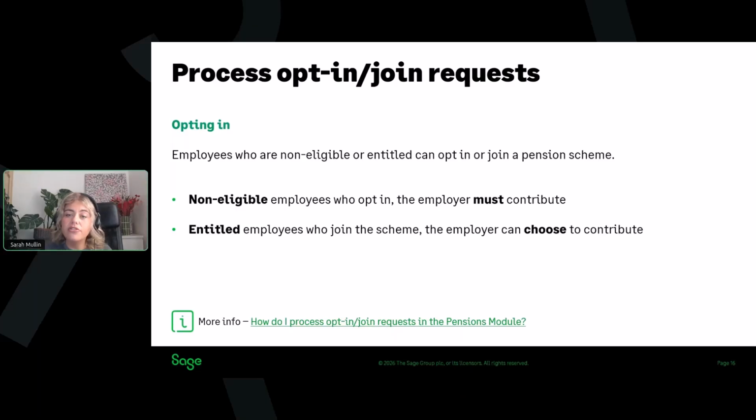Next up, we have opt-in and join requests. So remember, employees who are non-eligible or entitled can request to join the pension scheme. So non-eligible employees can opt in. If they do, the employer must contribute. Now, entitled employees can join, but in this case, the employer can choose whether to contribute or not. So both types of employees, doesn't matter which worker type they fall into, they do need to make the request in writing. So they would request that, and then you would process that within the pension assessment.